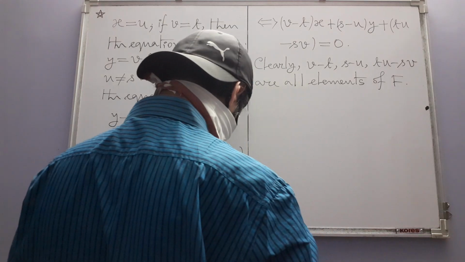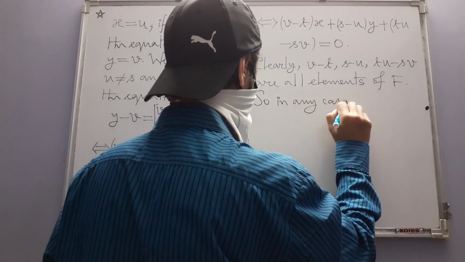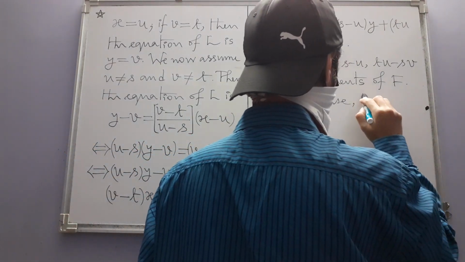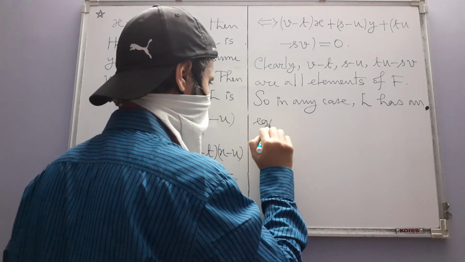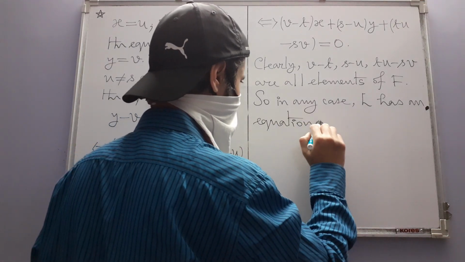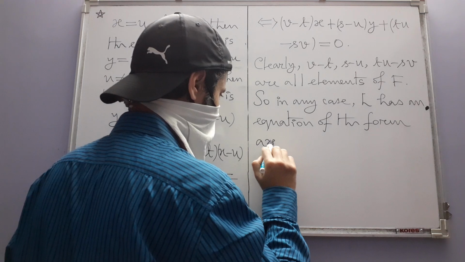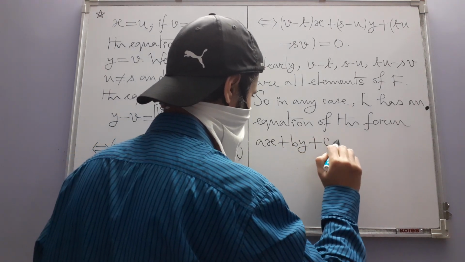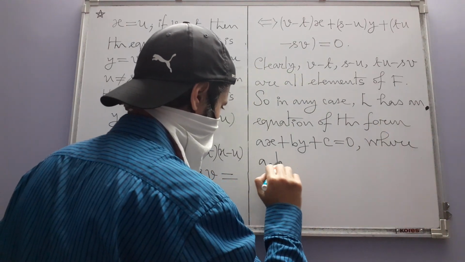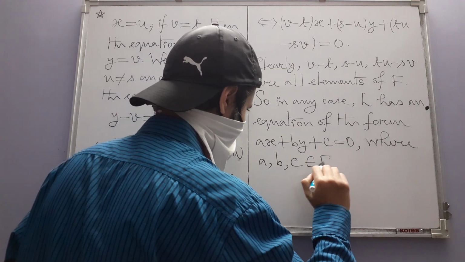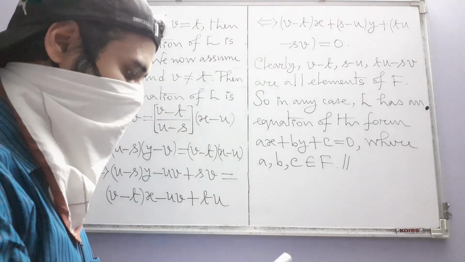So finally we write, in any case L has an equation of the form this, where A, B and C are elements in F. So that completes the solution and it proves the claim.